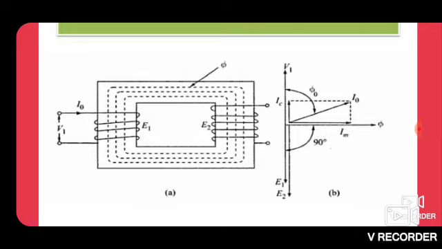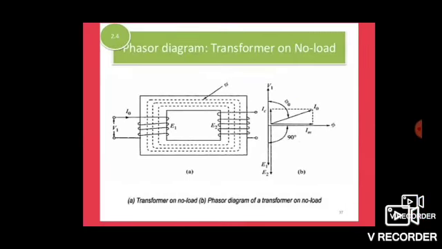Then the induced voltages E1 and E2 are opposite to V1. According to Faraday's law of electromagnetic induction, the induced EMF is opposite to the applied voltage. According to Lenz's law, it is opposite to the applied voltage. So V1 is opposite to E1 and E2. E1 is the primary coil induced voltage and E2 is the secondary coil induced voltage. So this is the phasor diagram of a transformer on no load.